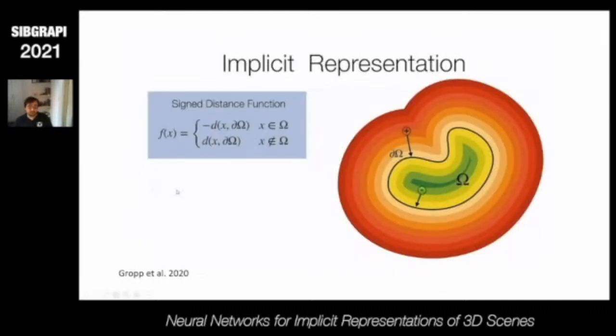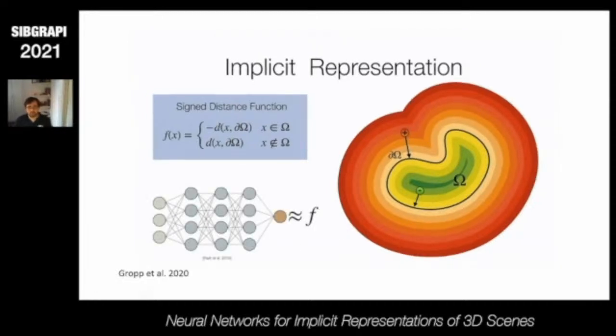One way to represent complex objects implicitly is using a signed distance function. This representation models a surface defined by the boundary omega. The distance to this boundary defines the implicit function, where additional information describes if a point is in the interior, exterior, or at the surface of the object.